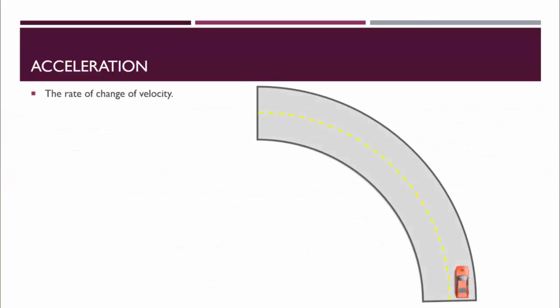Let's take a look at another example of acceleration. Here's a car that's going to travel around a circular track. It starts out traveling 15 meters per second north and ends up traveling 15 meters per second west after 2 seconds. Since velocity is a vector, 15 meters per second west is different than 15 meters per second north. Therefore, we can say that the velocity changed.